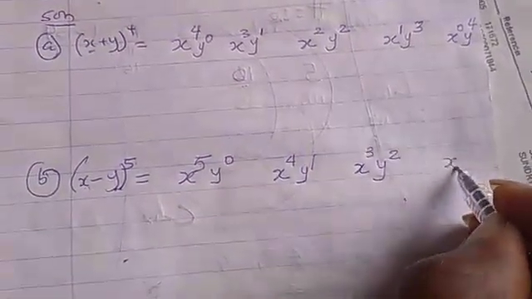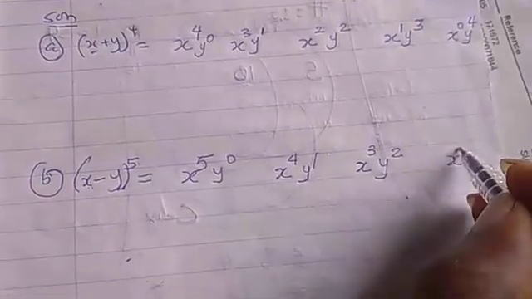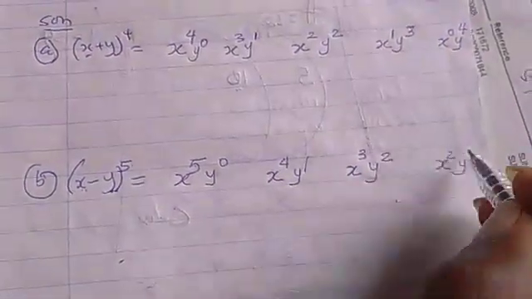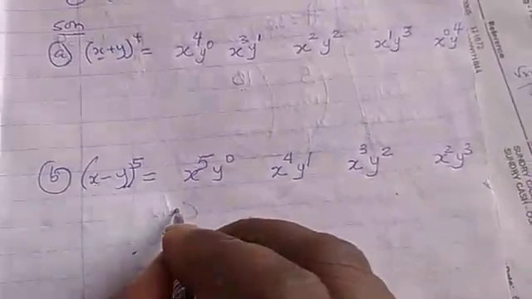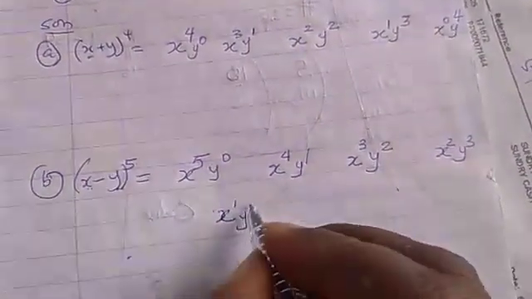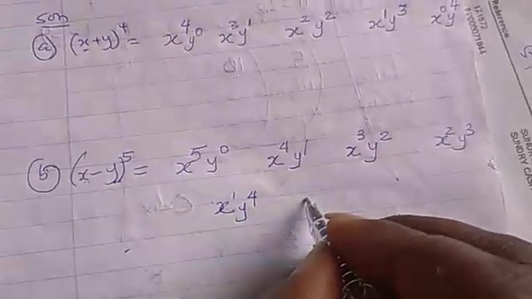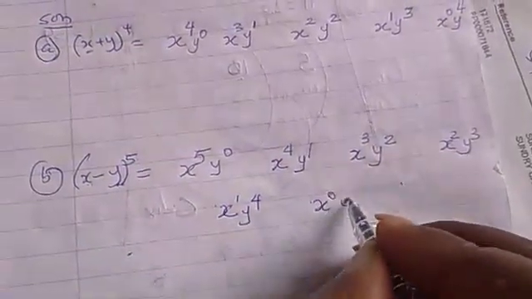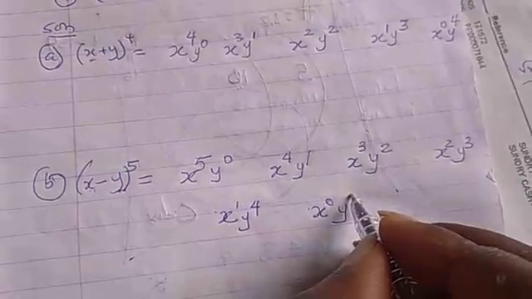The next one will have s raised to power, this 3 will now be 2, and this 2 will increase to 3. And then the next one will be s raised to power 1, y raised to power 4. And finally, s raised to power 0, y raised to power 5.